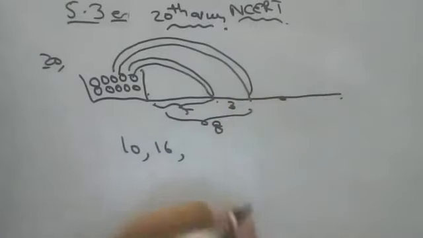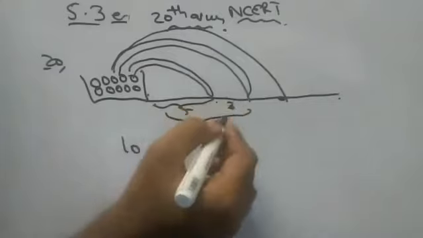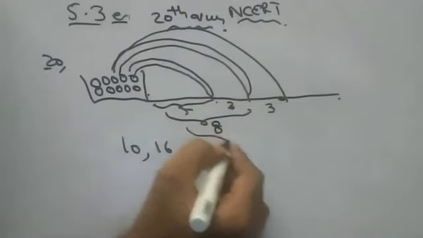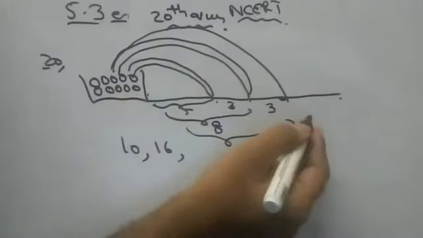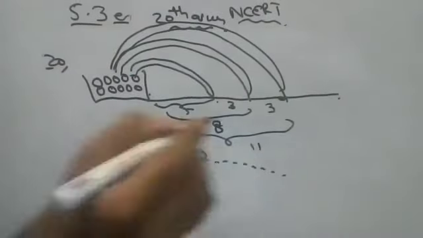Next 3 more meters she increased. Means she went till here. And how much, children? 5 plus 3, 8 plus 3. How much, children? 11 she went there. 11 she came back, means 22, and so on.